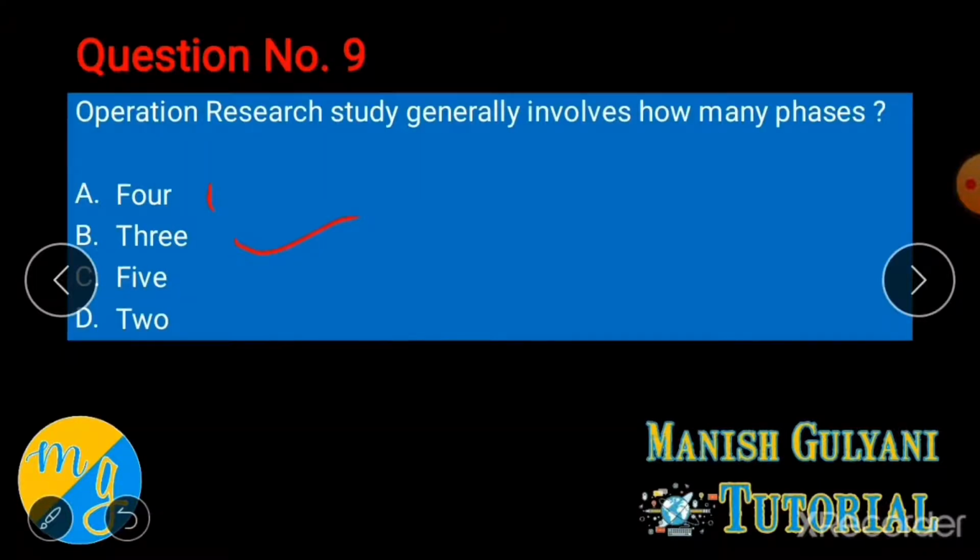Now question number 8. Operation research study generally involves how many phases? 4, 3, 5, 2. These are the 4 options. Now I will tell you, operation research study generally involves 3 phases. So the correct answer is option B. Now what are the 3 phases of OR?